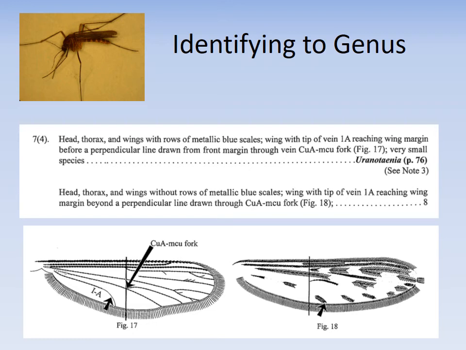I'm sorry, I have my mouse. So this line right here, this vein, is it before this perpendicular line that separates the wing in half, or is it after? Looking at that characteristic is a little more difficult, a little bit more involved, but that first characteristic of the blue scales is not very involved. You can easily tell what's going on there, if it's present or if it's not present. So let's look at our sample.